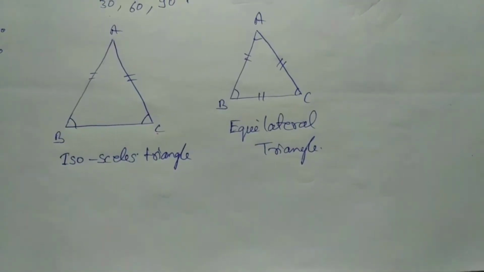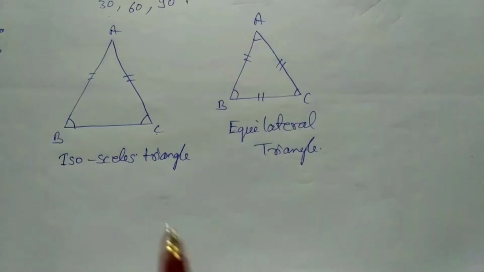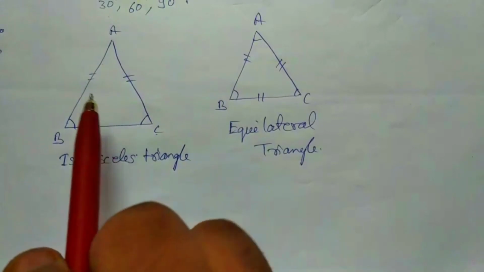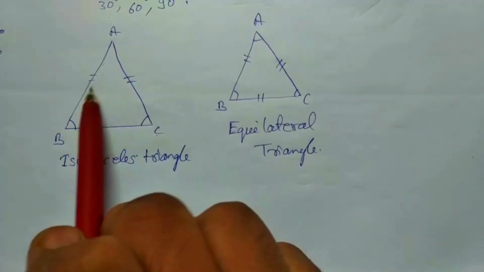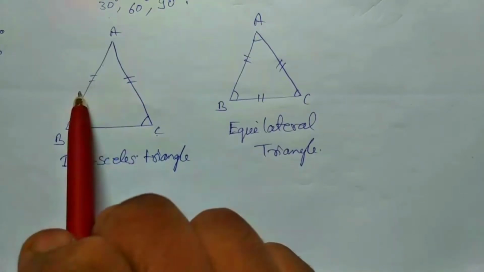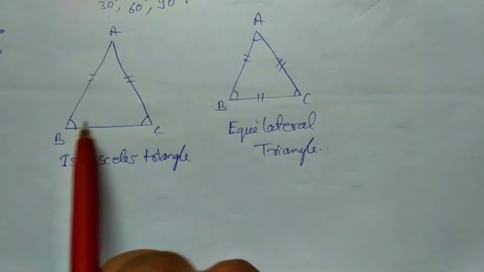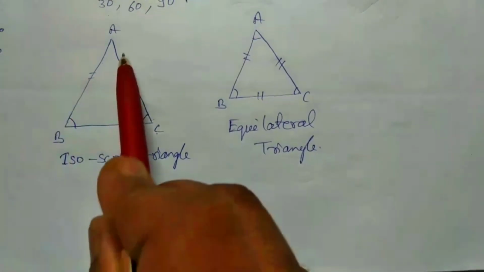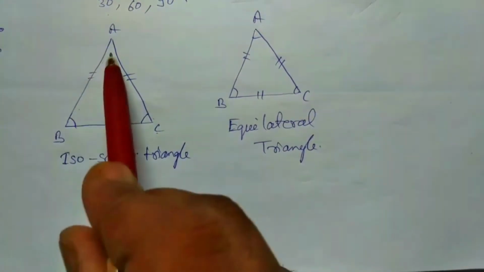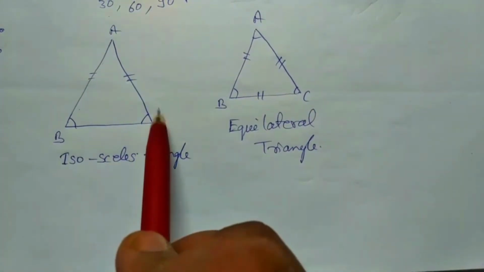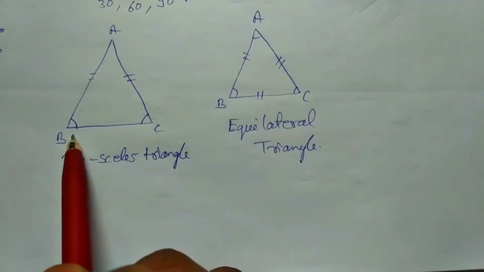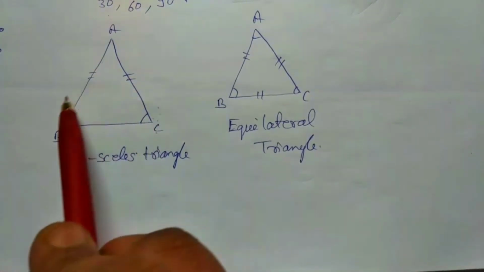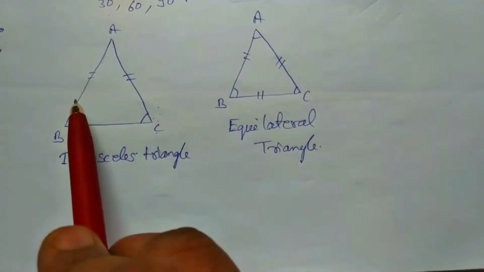Now, come to this part. This is an isosceles triangle. That means in an isosceles triangle, these two sides are equal, of equal measure, and the base angles are also equal, of equal measure. If this side is 3 centimeter, then this side will also be 3 centimeter. Same way, if one base angle is 30 degree, then the other angle will also be 30 degree.